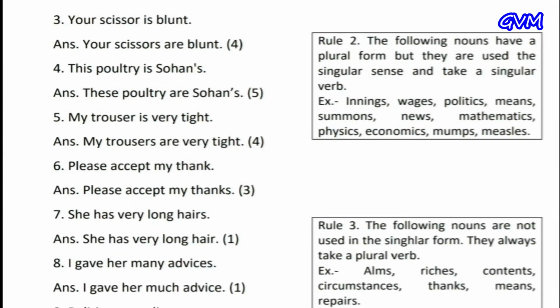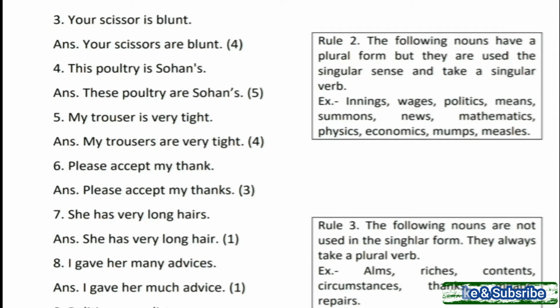Third, "Your scissor is blunt," and the correct answer is "Your scissors are blunt." In this sentence, we use rule number 4. In rule number 4, some articles have two almost similar parts. They are plural in form and always take a plural verb. So in the scissors, there are two almost similar parts, so we use "scissors are blunt."